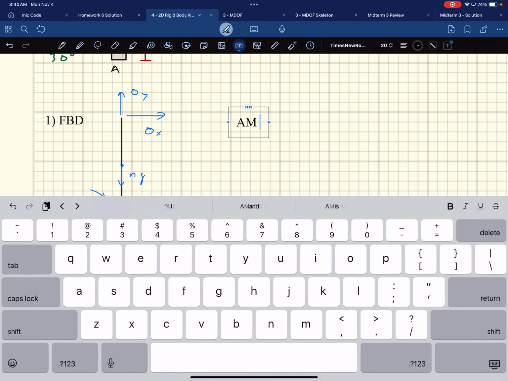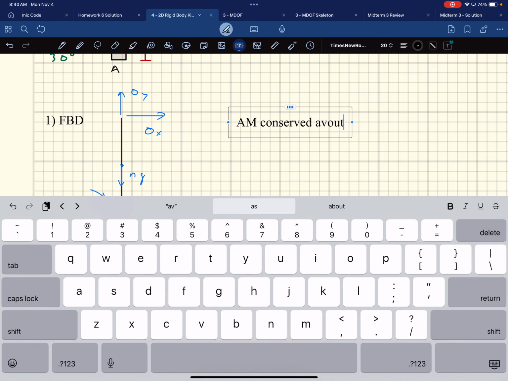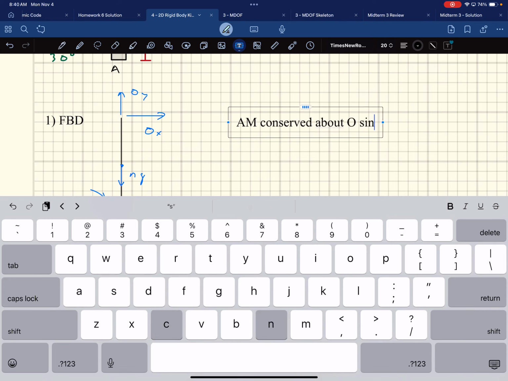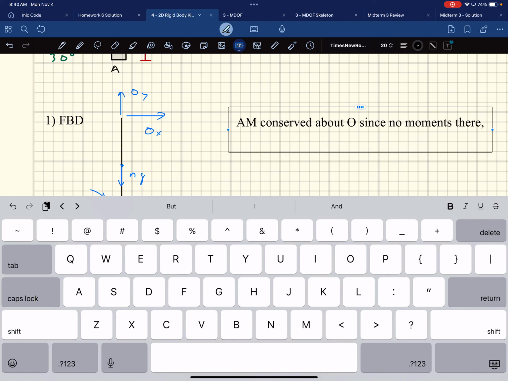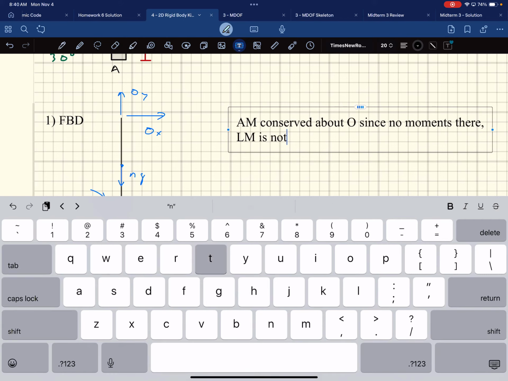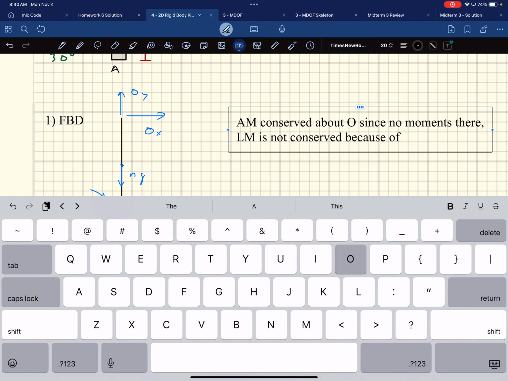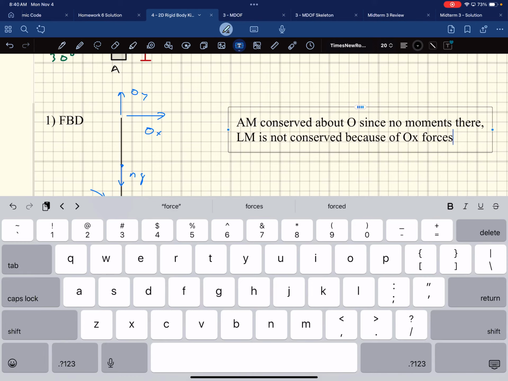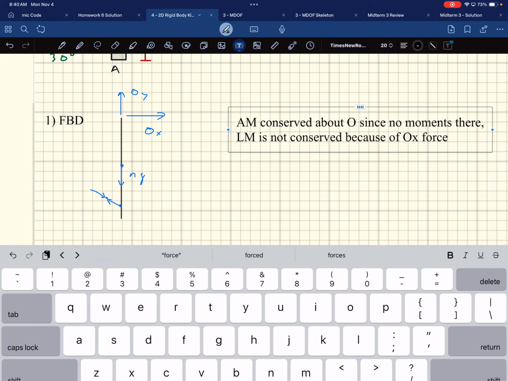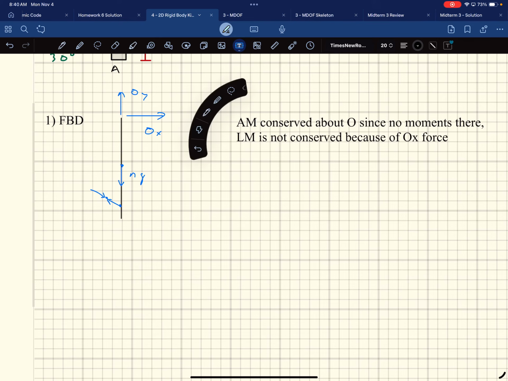Angular momentum is conserved about O, since there are no moments there. Linear momentum is not conserved because of the OX force. Okay? That's part of it.